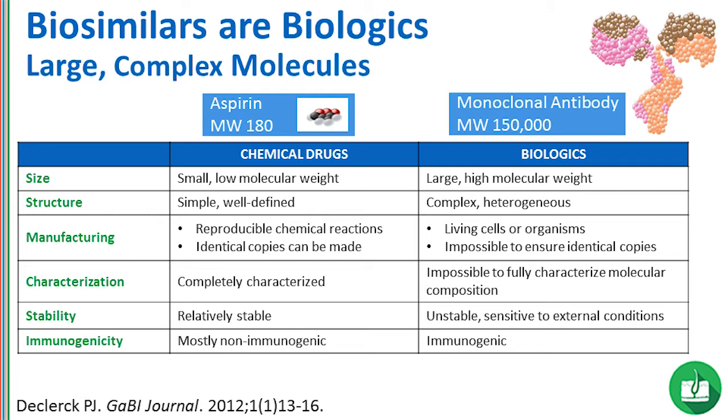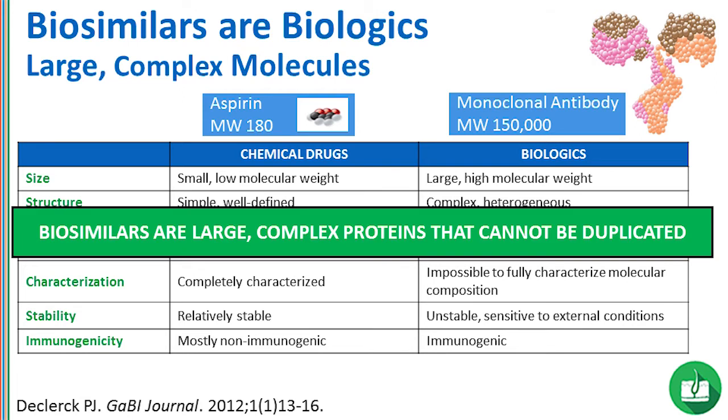A typical monoclonal antibody has a molecular weight of 150,000. Due to its complex, heterogeneous structure, it is nearly impossible to fully characterize the molecular composition. Biologics are produced in living cells or organisms, and it is nearly impossible to ensure identical copies. In general, biologics are unstable and sensitive to external conditions, and they are immunogenic. I think this slide really speaks to the foundation of what we hope to get across in this presentation.